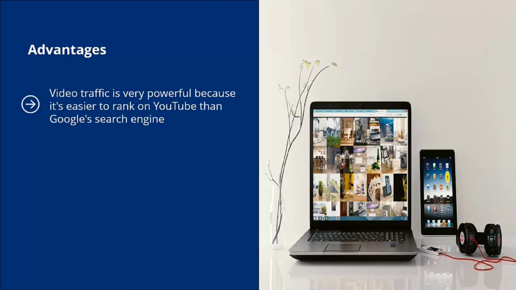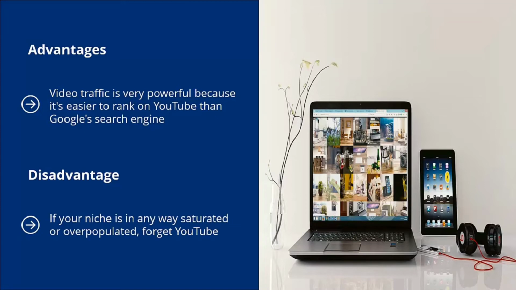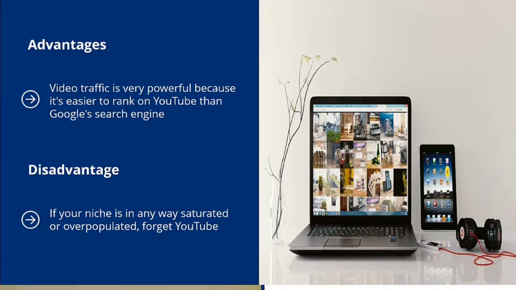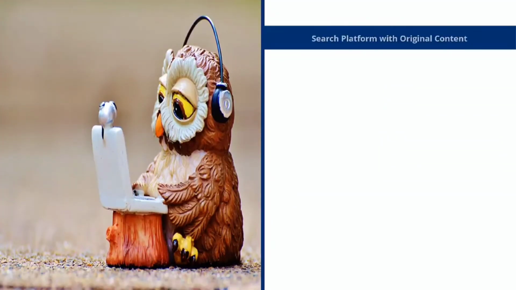Advantages. Video traffic is very powerful because it's easier to rank on YouTube than Google's search engine. You stand a high chance of getting more traffic from YouTube than regular Google. Disadvantage. If your niche is in any way saturated or overpopulated, forget YouTube. Also, you may have to buy views for your video to provide social proof. The more views your videos have, the more people would want to click through and view them. Search platform with original content.